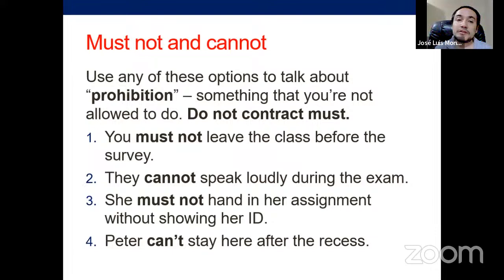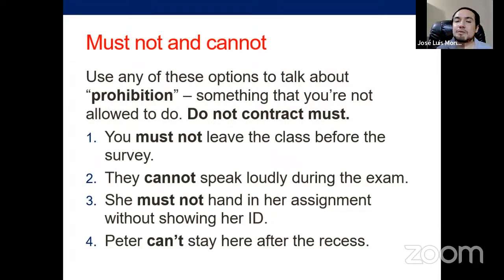Now, when they are used in the negative, remember, have to in the negative is not prohibition, it's just something unnecessary. If you do it, you do it. If you don't, well, don't. But differently from have to, when we use must, we can use any of these options to talk about prohibition, something that you're not allowed to do. Must with not, and cannot, being together like that, is also very strong.